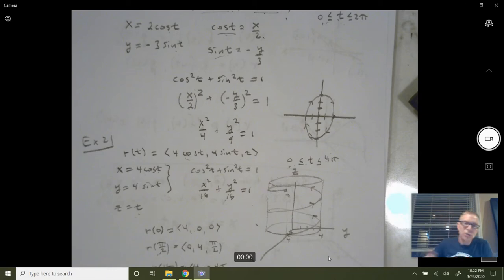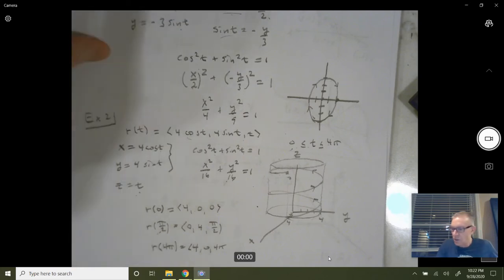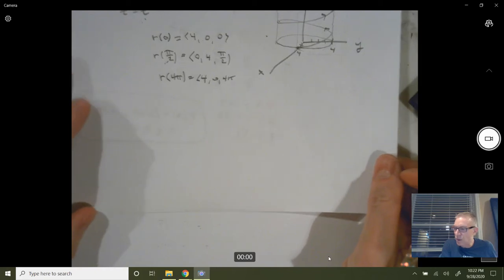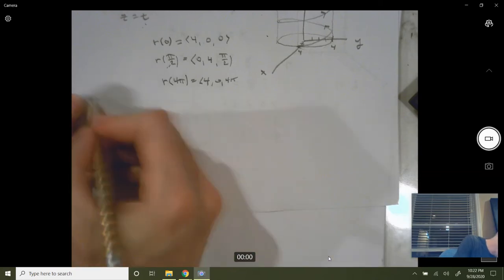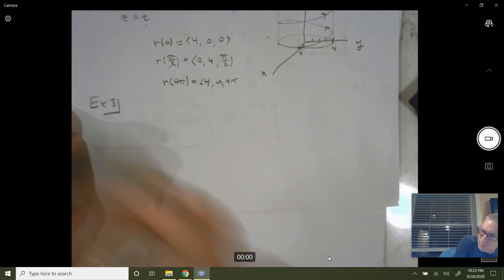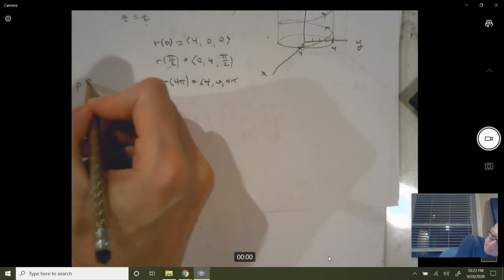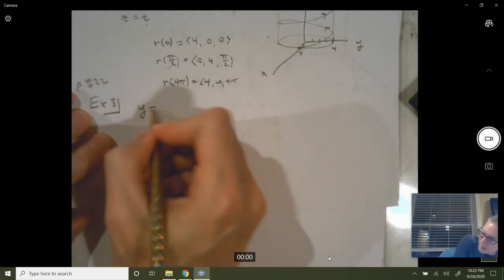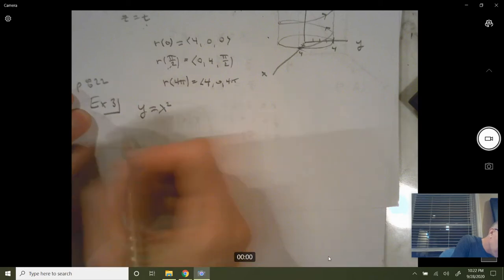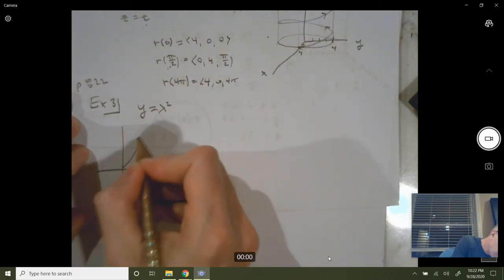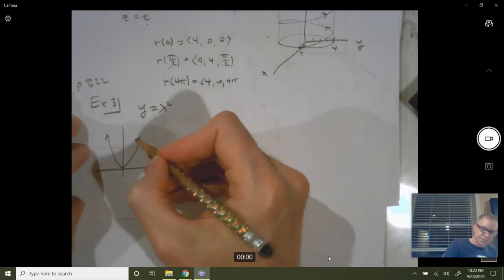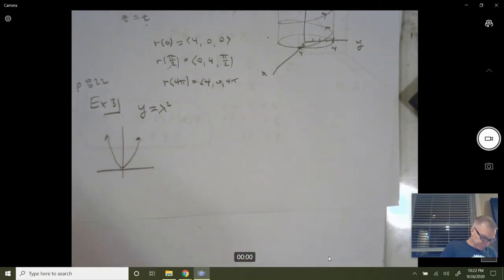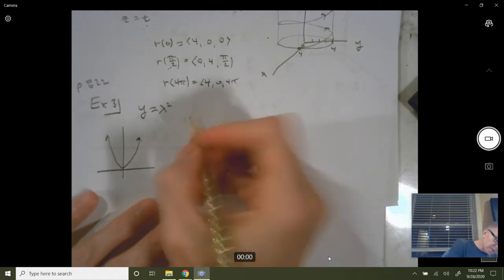Okay, so I'm going to do another example. Now we're going to kind of do the opposite. Example 3, we're going to be given a rectangular equation of a curve, and now we want to come up with a vector equation. This is on the next page, page 822. We've got y equals x squared. Okay, we know that's a simple parabola, and there's no restriction. This will continue going up.